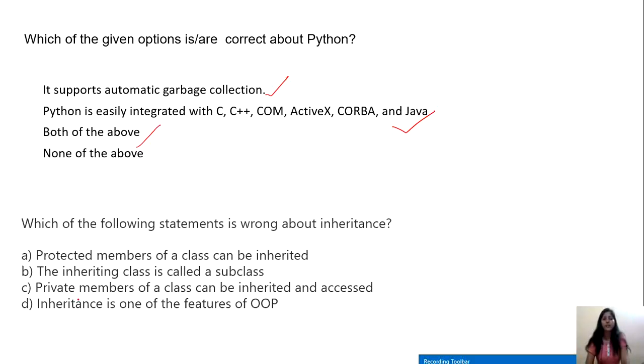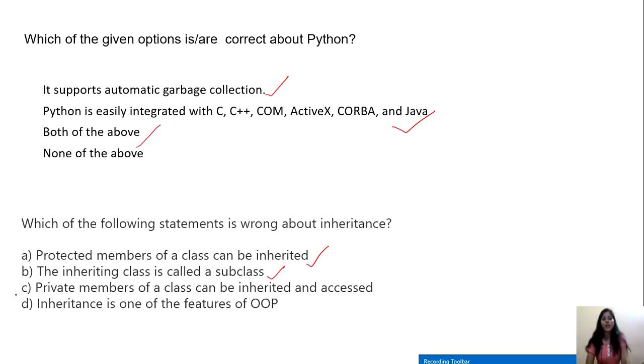So here some statements are given, and you have to determine which of the following statements is wrong. The protected members of a class can be inherited. Yes, that is valid. Protected members of a class can be inherited, but private members cannot be inherited. The inheriting class is called a subclass. That is also correct.